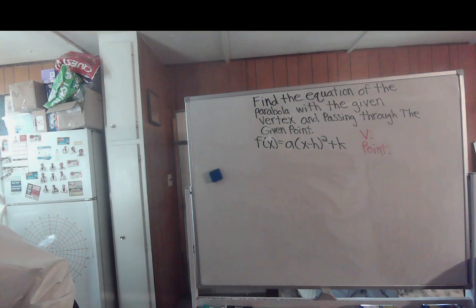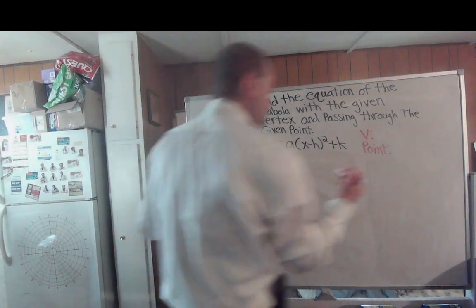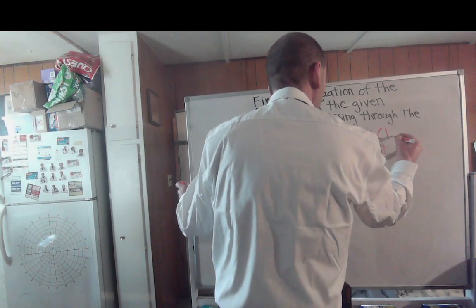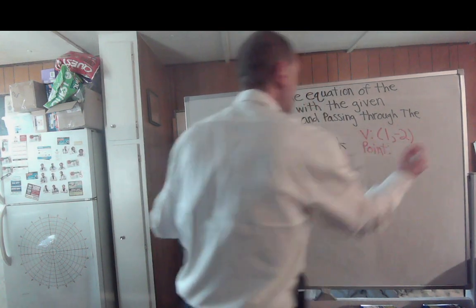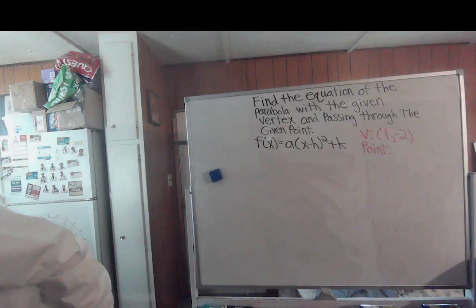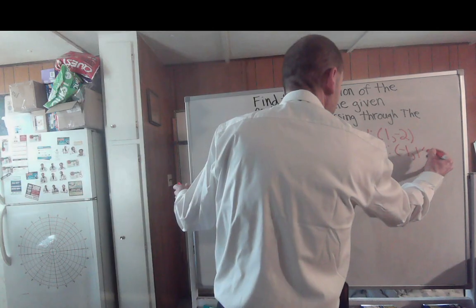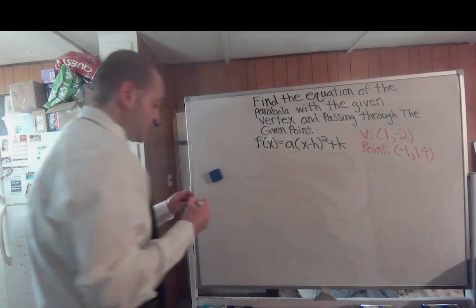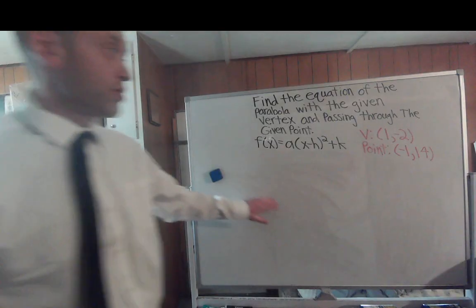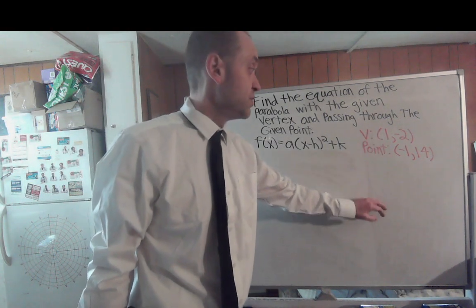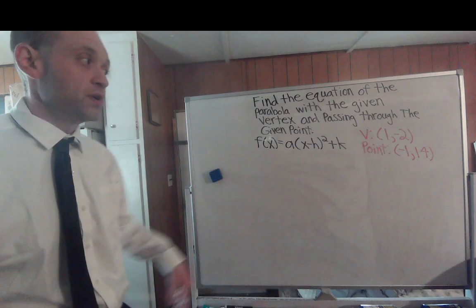I got about 4 more. Alright, so the vertex of this parabola is at 1, negative 2. The point it passes through is at negative 1, 14. Alright, so the vertex of this particular parabola is at 1, negative 2. The point it passes through is negative 1, 14.